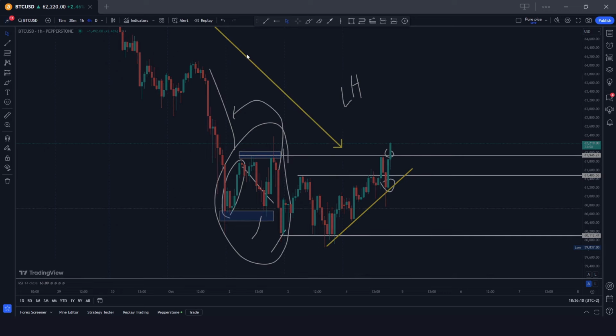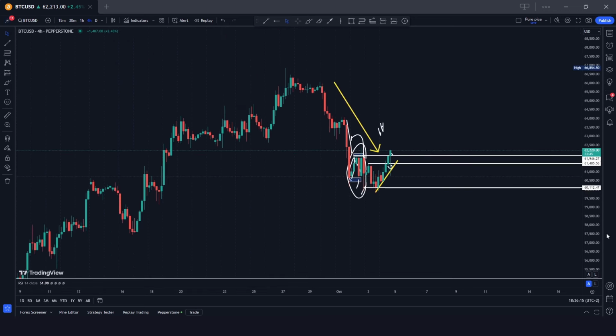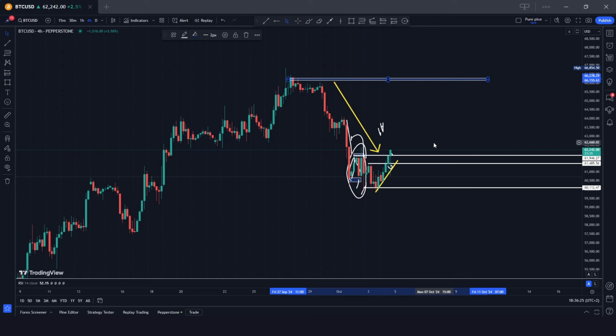If I go to a higher time frame, you can see that on a higher time frame it is a very, very good opportunity. It is an early stage of an impulsive move, and you can see that we can have a move all the way up to that level if everything goes well.